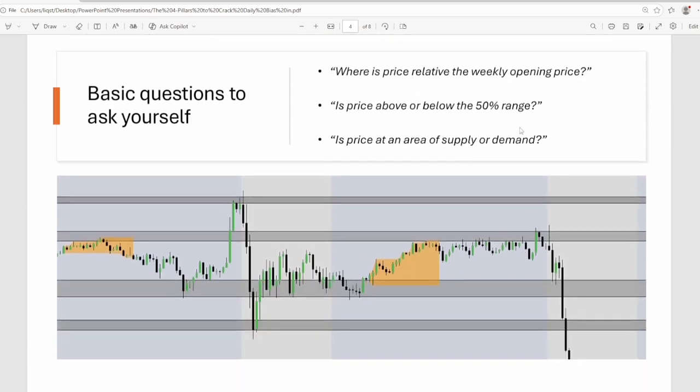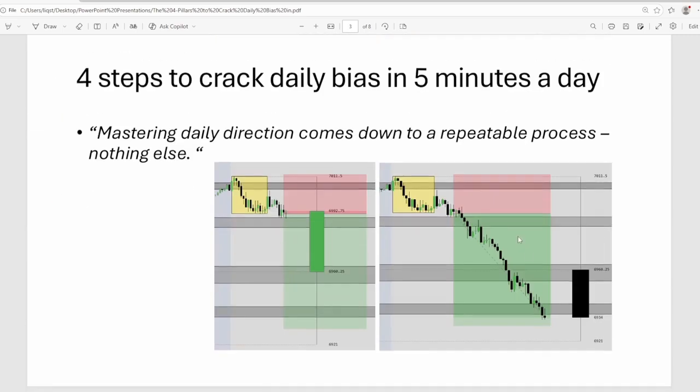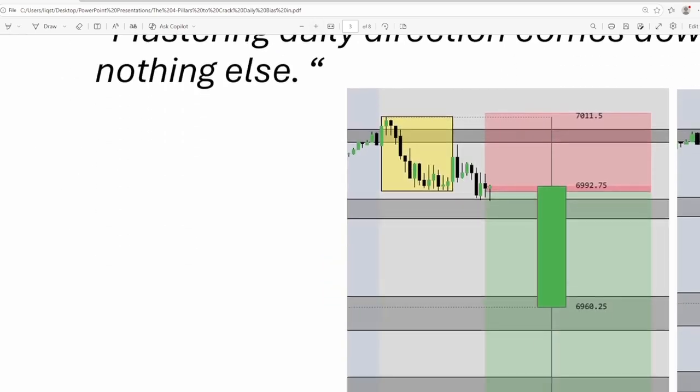Again, basic questions that I ask myself going into the markets, because I'm not looking for a trade. I'm looking to read the stories and the clues that the market gives me. So basic questions I like to ask myself: where is price relative to the weekly opening price? So if I wanted to go short at this level or this level, we are above the weekly opening price. Hopefully traders can see this.